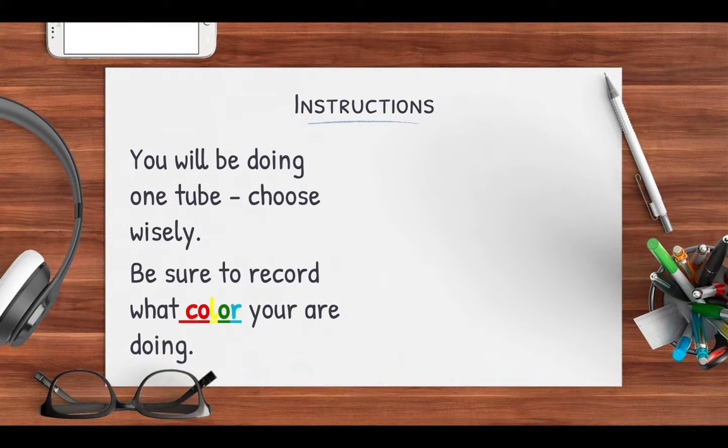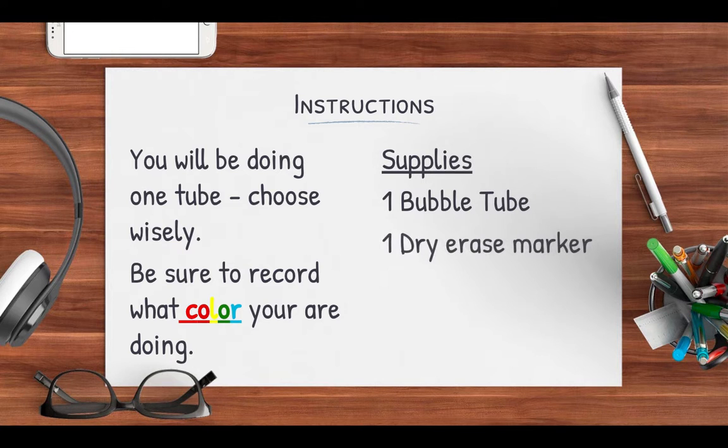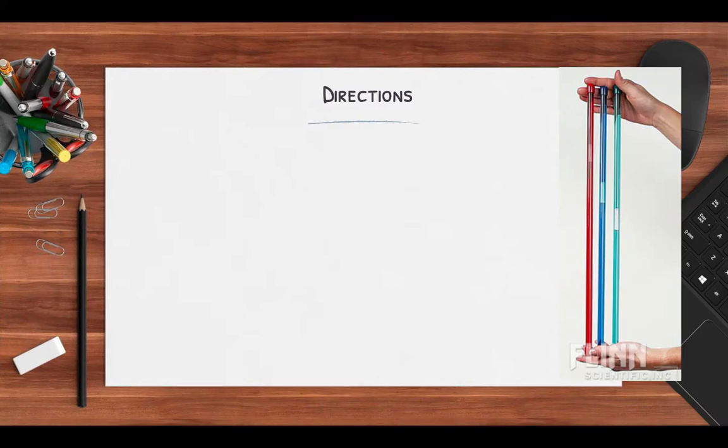So your instructions for this, you're going to pick 1 tube. I don't care what color. You need to write down what color you're doing. And you need 1 bubble tube, a dry erase marker, a dry erase eraser. Those are the colored cloths that I have in the back of the room. And then at least 2 people. You might have 3, and that's okay.